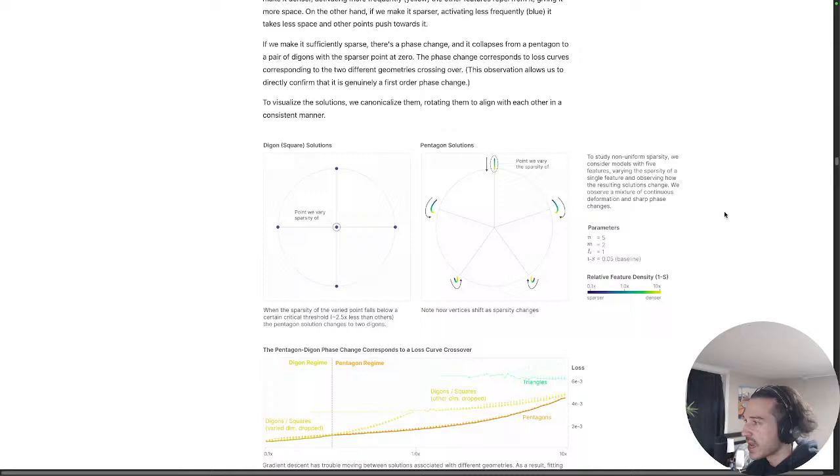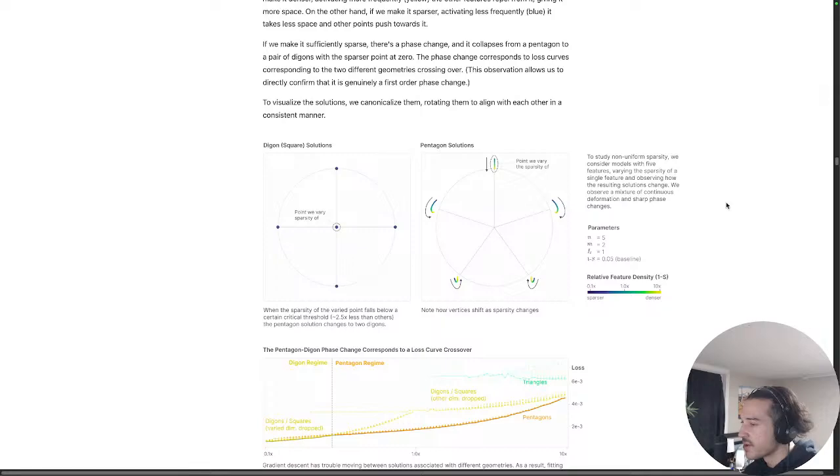So here we see in a diagram, to study non-uniform sparsity, we consider models with 5 features, varying the sparsity of a single feature and observing how the resulting solutions change. We observe a mixture of continuous deformation and sharp phase changes. On the left, diagonal square solutions, the point we vary sparsity of in the middle, and then points going off, forming antipodal pairs and a sphere around them.